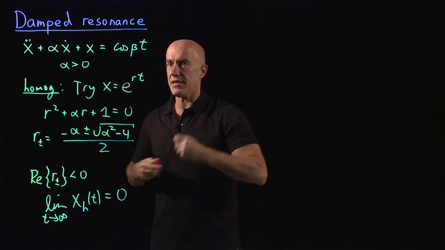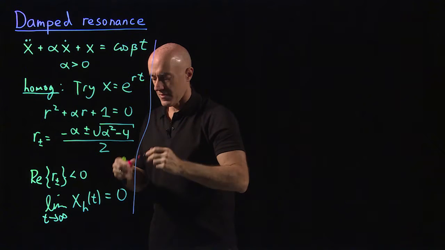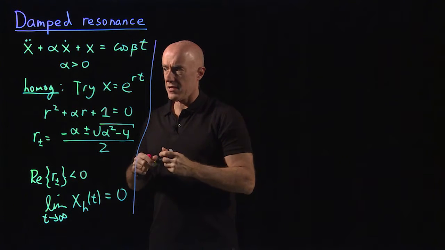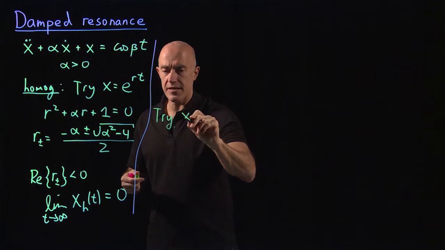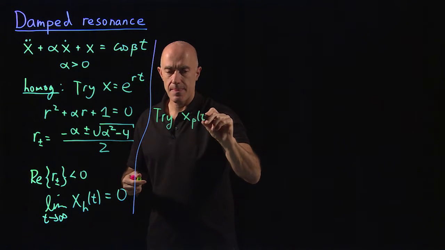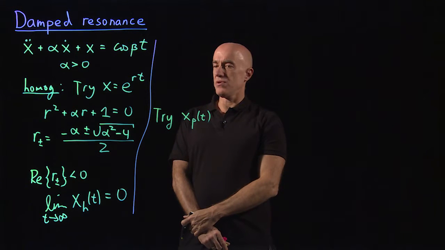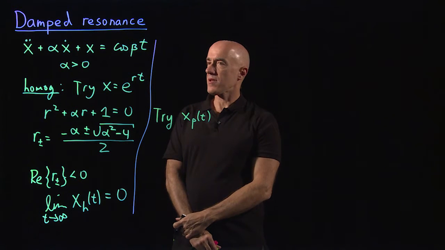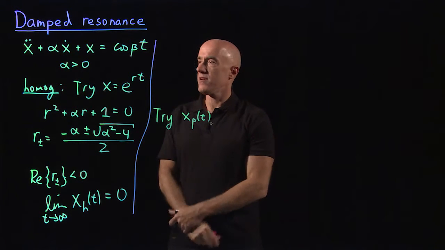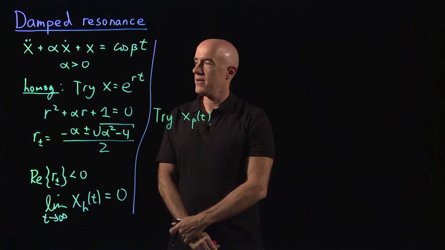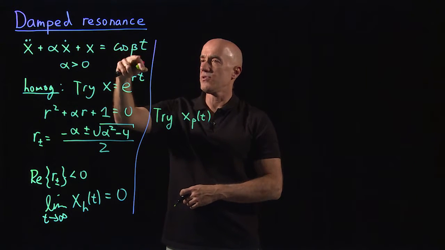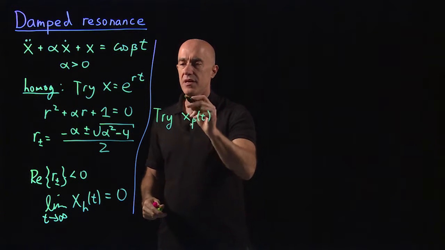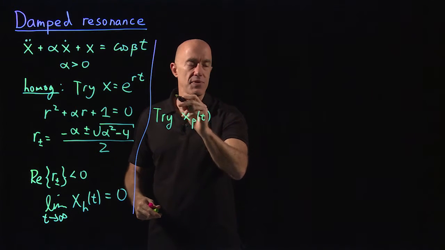We need an ansatz. So let's try the particular solution. How should we do this? Well, we can convert first to a complex equation, right? So we should do it that way, other than doing cosines and sines. So let's go first to a complex equation.